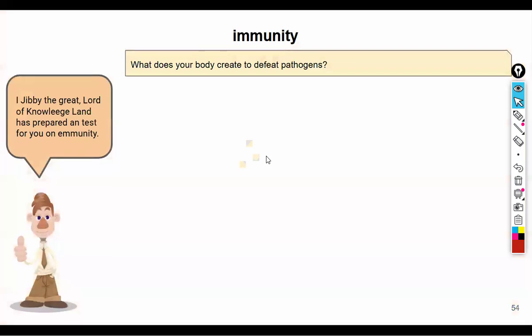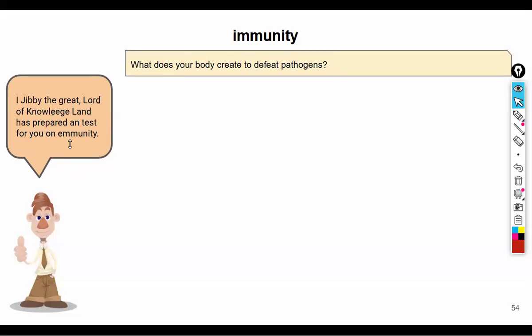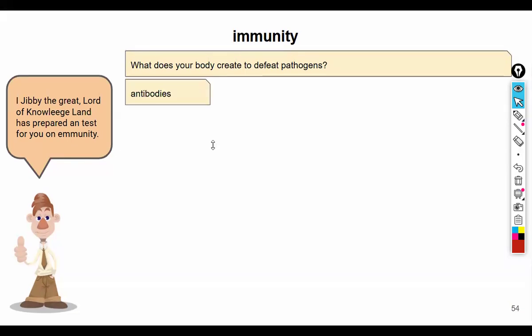Right, so let's see what's going on with Jibby here. Jibby the Great, Lord of Knowledge, not even knowledge, knowledge land, has prepared a test on your immunity. Everything is spelled wrong there. Sorry, I gave away the answer for the first one. What does your body create to defeat pathogens? The answer is antibodies.